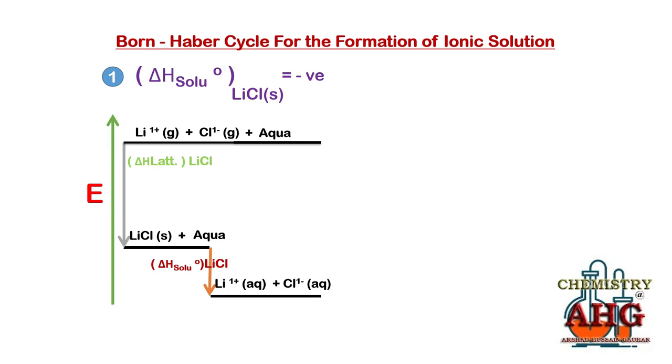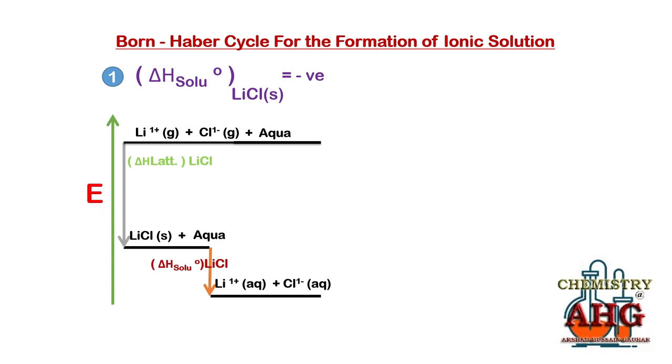Bond breaking is always endothermic. Then we will use the same magnitude of lattice enthalpy, but we will use which sign? Positive sign. So this difference you must remember. The only arrow whose direction you can reverse is that of lattice enthalpy.